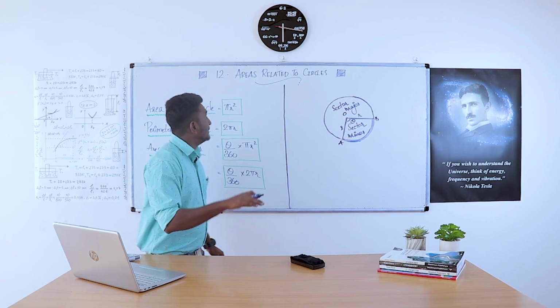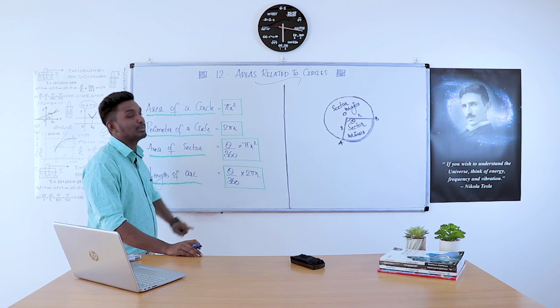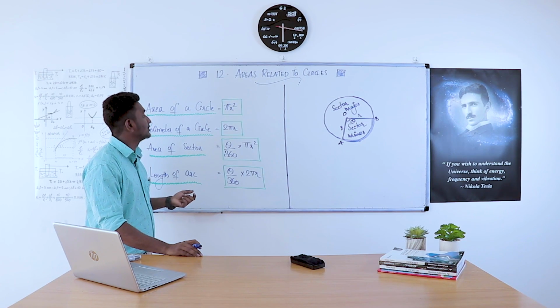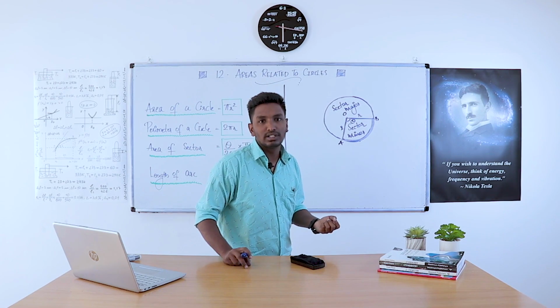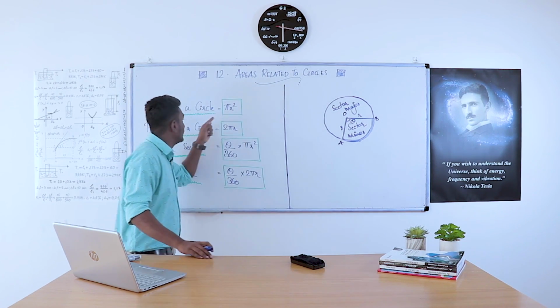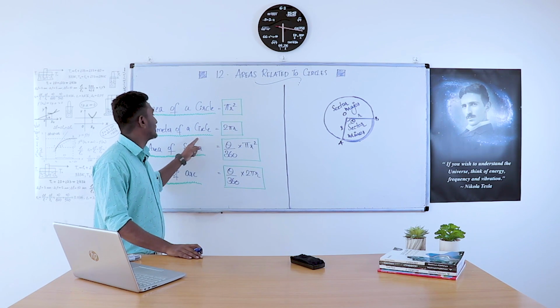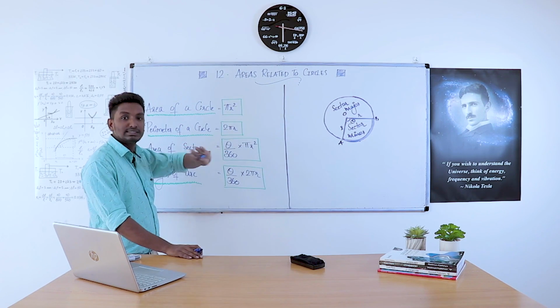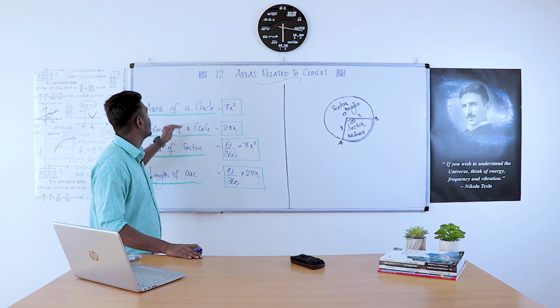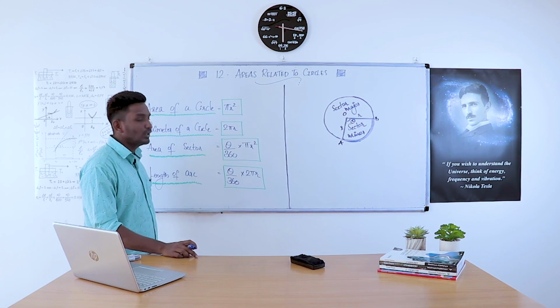Before that, we know how to find the area of a circle. Area of a circle is pi r square, where r is the radius of the circle. Pi is a constant having the value 3.14 or 22/7. Then the perimeter of a circle is 2 pi r. These two equations you already studied in the 9th class.